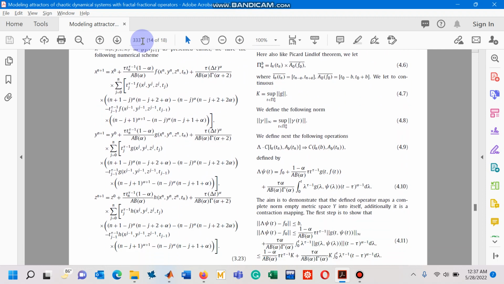The numerical scheme is given by equation 3.23. So you can see in this numerical scheme there are three equations. There are three equations because the dynamical system that I have chosen for the purpose of simulation contains three differential equations. Let me show you the dynamical system.